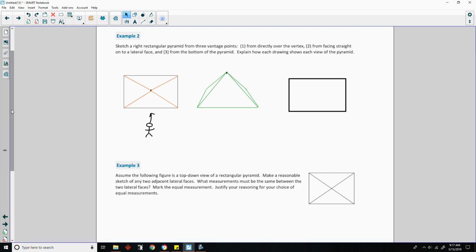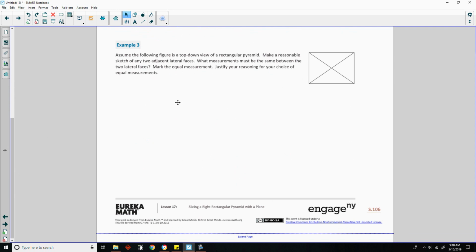Okay? Example 3. Assume the following figure is a top-down view of the rectangular pyramid. Make a reasonable sketch of any two adjacent lateral faces. What measurements must be the same between the two lateral faces? Mark the equal measurements. Justify your reasoning for your choice. Equal measurement.